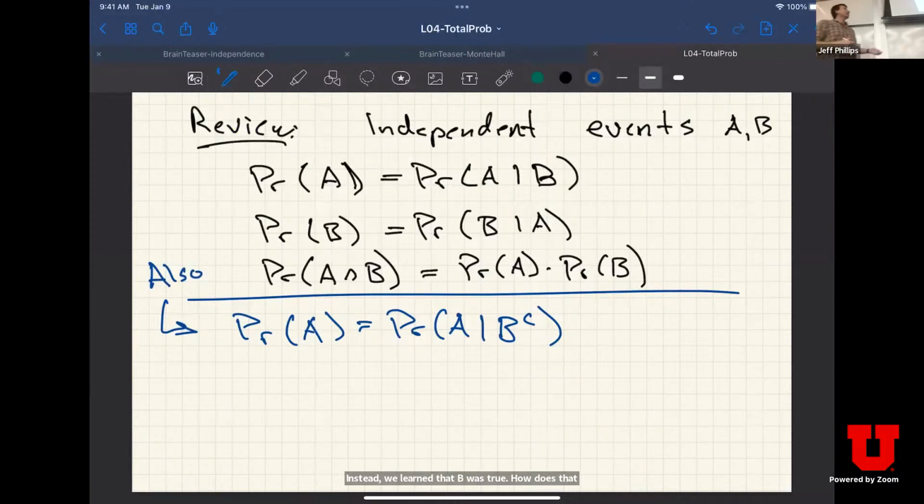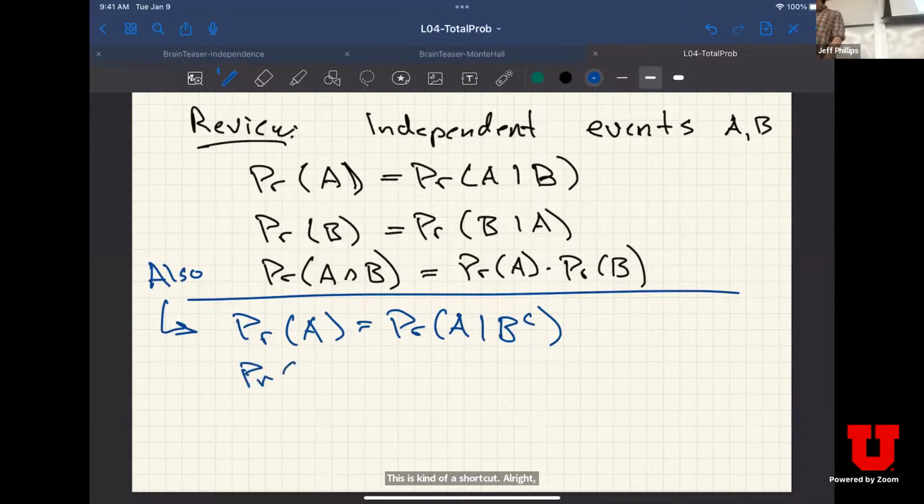Well, I want to say it's also equivalent to saying that if we learned that B is not true, that also should not affect the probability of A. Maybe this is obvious and intuitive just to say it this way, but I want to formalize that these are also independent. This is kind of a shortcut. All right, so you can use these formulas as well.